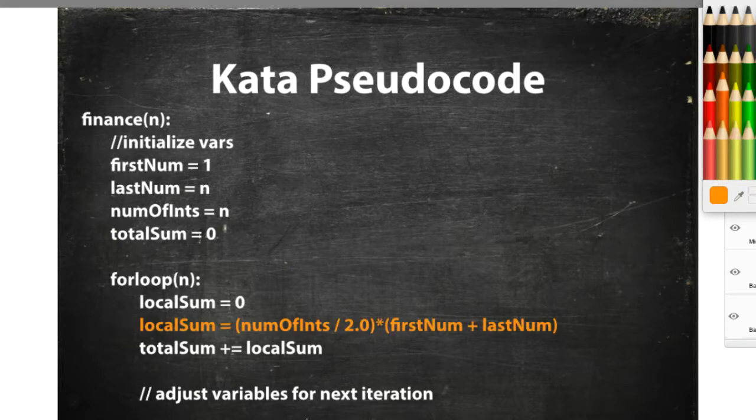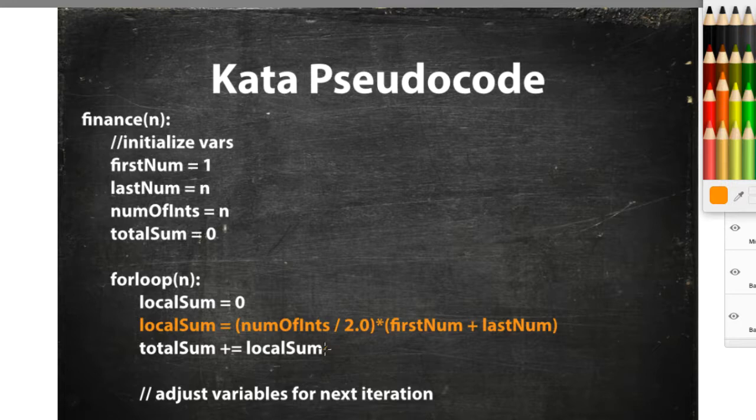So now let's go over the pseudocode. This is where the fun begins. So we have the finance, and this is just pseudocode. This is not Java or Python or anything. So if you are watching this and you let's say that you don't like Java and you want to do this kata in a different language, then you can do so just by following this pseudocode.